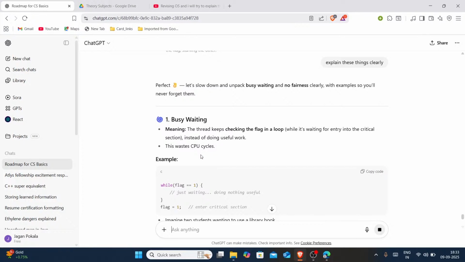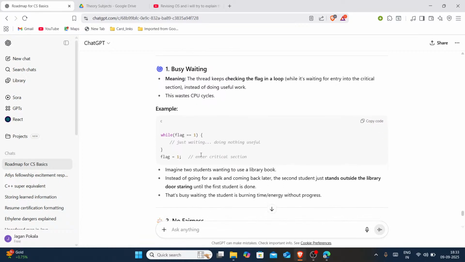The threads keep checking the flag in a loop while waiting for entry into the critical section. Imagine two students wanting to use a library book. Instead of going for a walk and coming back later, the second student just stands outside the library door, staring until the first student is done. Busy waiting.